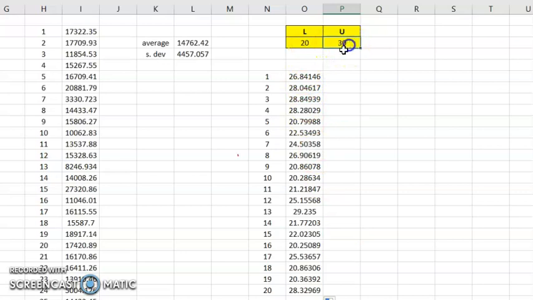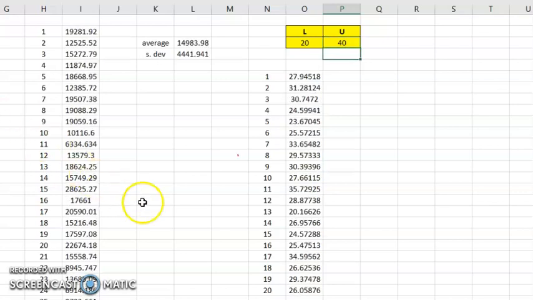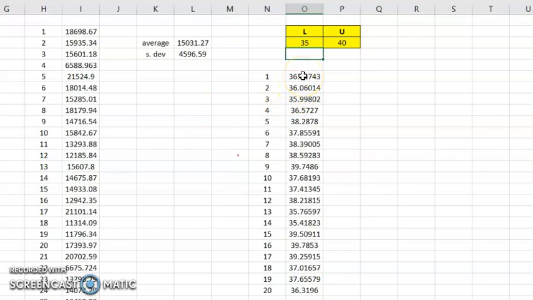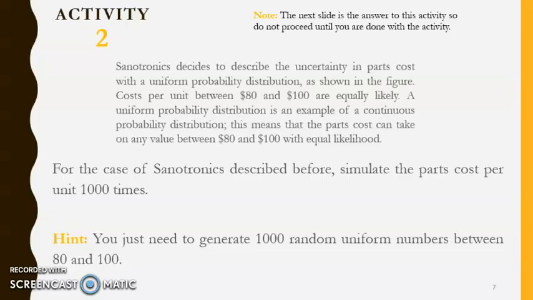Let's change 30 to 40 to see what will happen. You see, now we have numbers that are 34, 35, numbers that are above 30. Let's make the lower 20 into 35 and see the results. Now you have 20 random numbers between 35 and 40. As you can see, 36, 35, 36, 36, and all of them. So this formula works beautifully. Now you are ready for this activity.